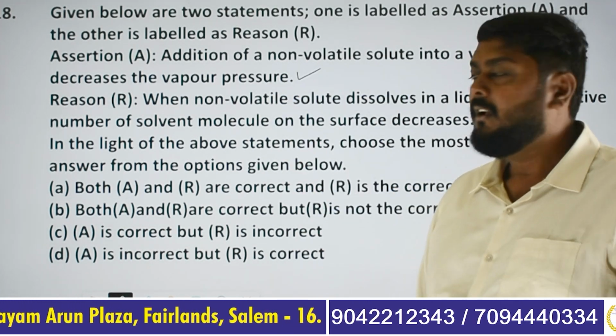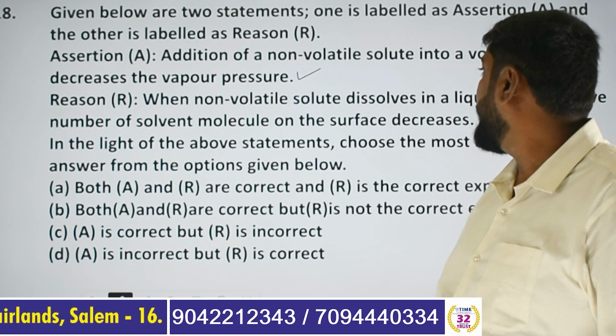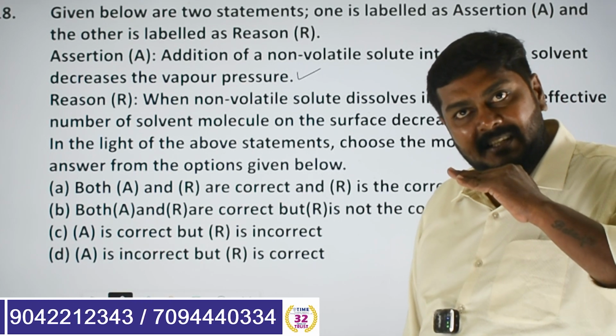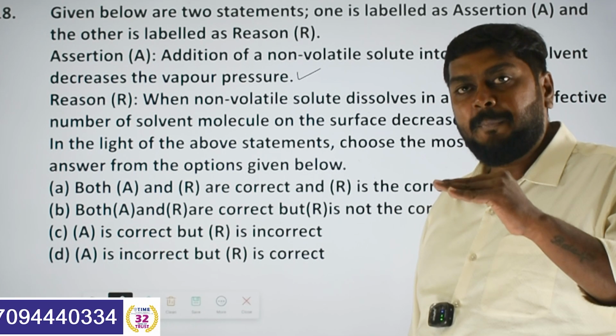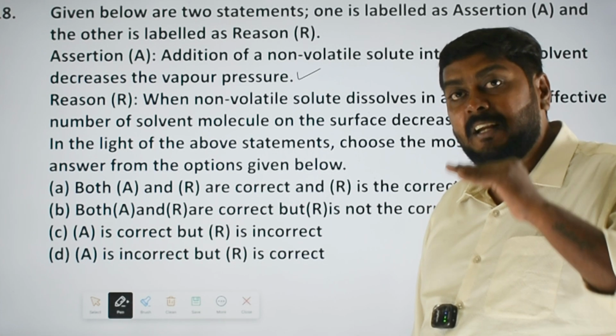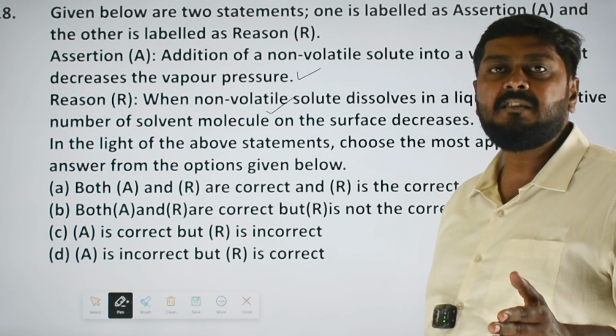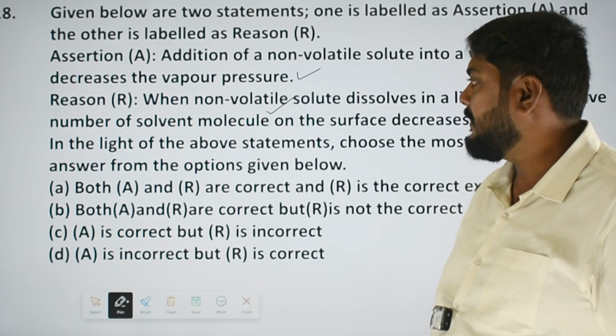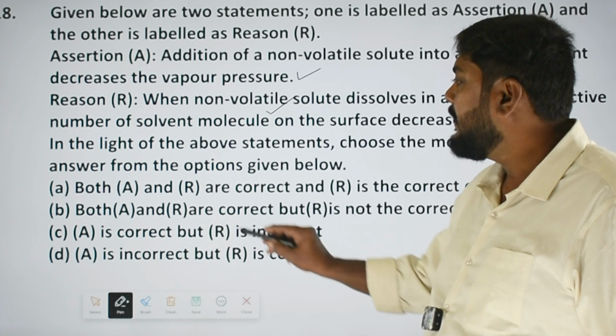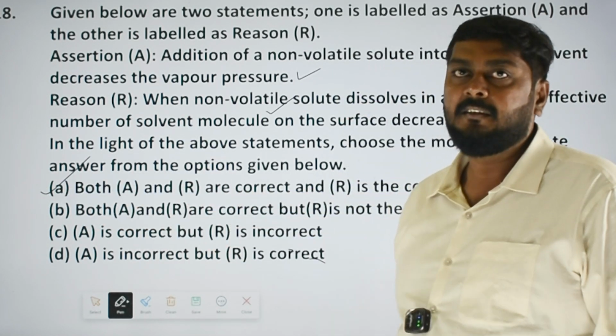What is your reason? When a non-volatile solute dissolves in a liquid, it will occupy the surface, so that the vapor pressure will get decreased. That is, the reason is also correct, and the reason is the correct explanation of your assertion. So your option will be A, right?